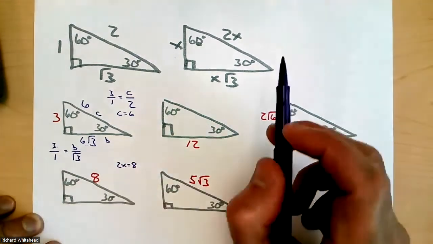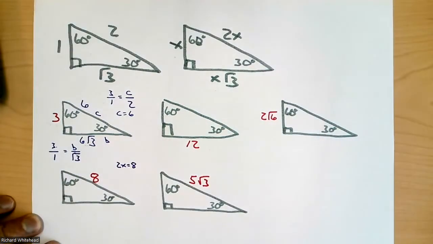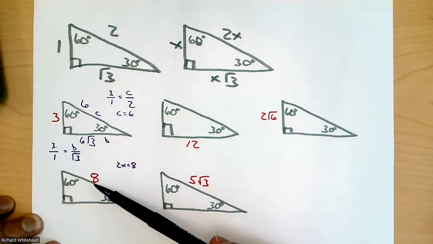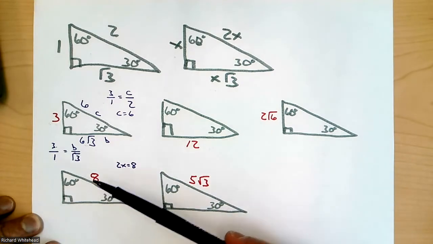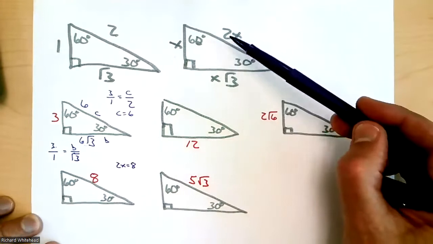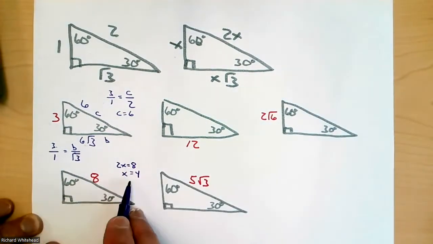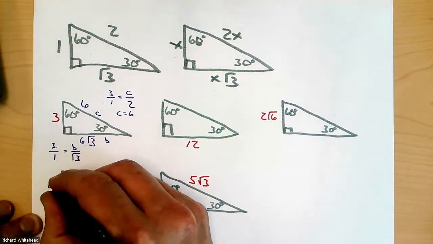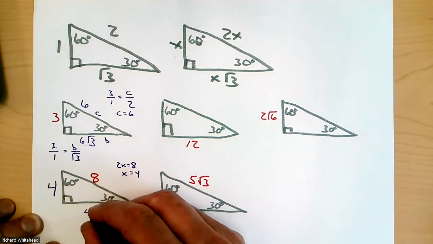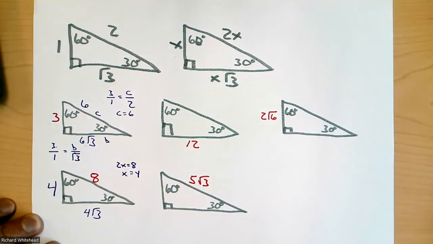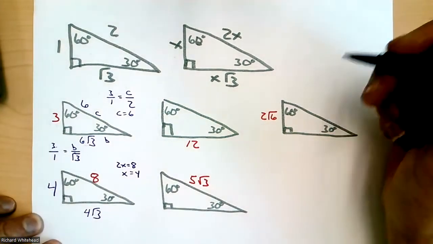And personally, I think different methods kind of work better on different problems. Since you're given the hypotenuse, and you know that the hypotenuse is 2x, then x is equal to 4. X is the short leg, and then the long leg is just 4 root 3. So just a different way to approach it.